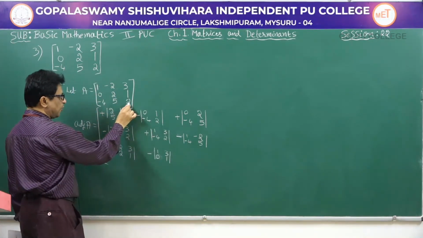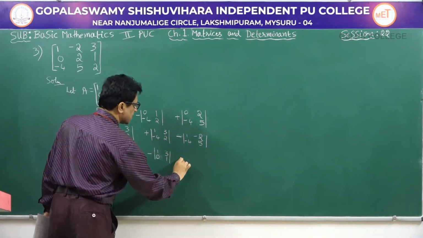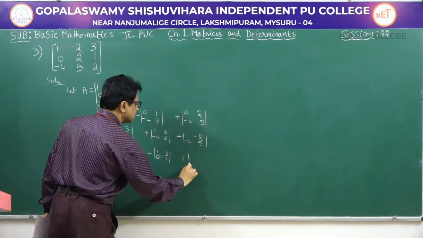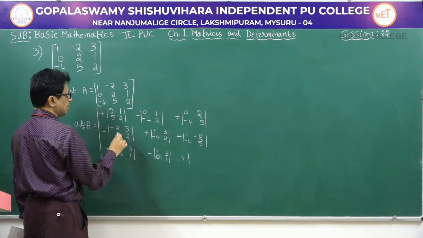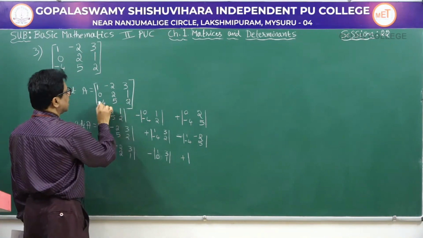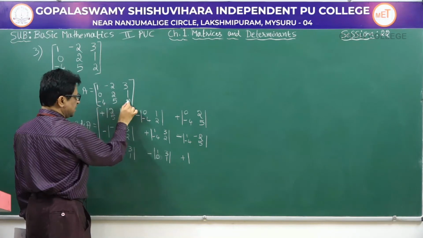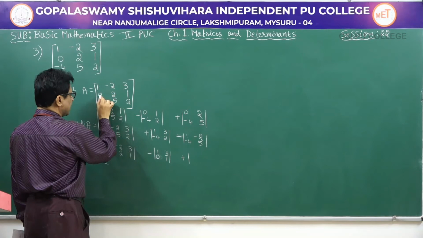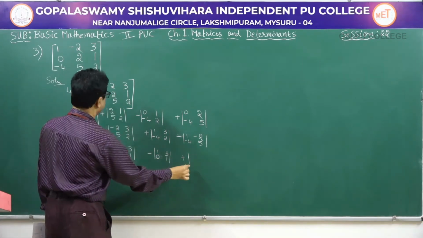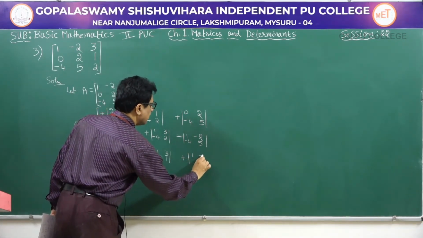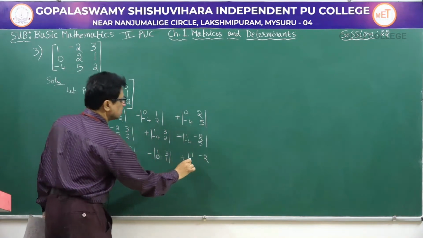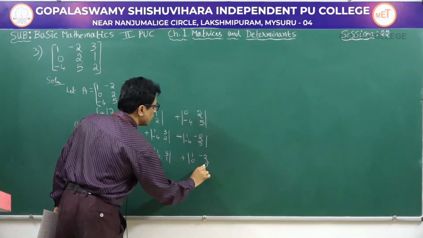Next we shall find the cofactor of 2. First we shall write the sign plus. 2 lies in the third row, third column. We eliminate the third row and third column and take the determinant of the remaining elements. That is determinant of 1, minus 2, 0, 2.